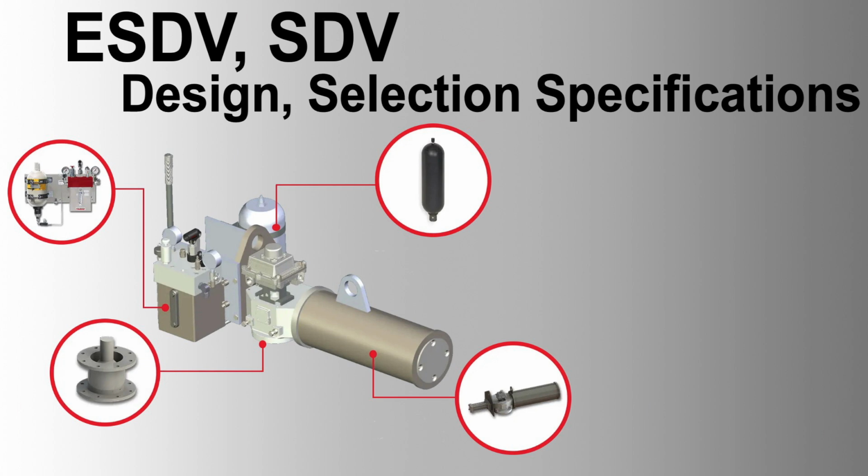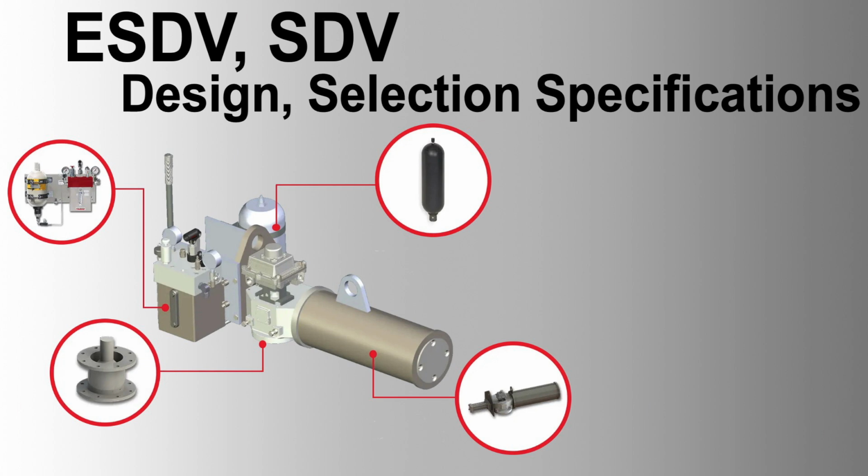Overall functional and application description of ESDVs and SDVs. Emergency shutdown valves, ESDVs. Function: emergency shutdown valves, ESDVs, are critical safety devices used to isolate sections of an oil and gas facility during emergency situations to prevent the release of hazardous fluids. They are designed to close automatically upon receiving a signal from the emergency shutdown (ESD) system.